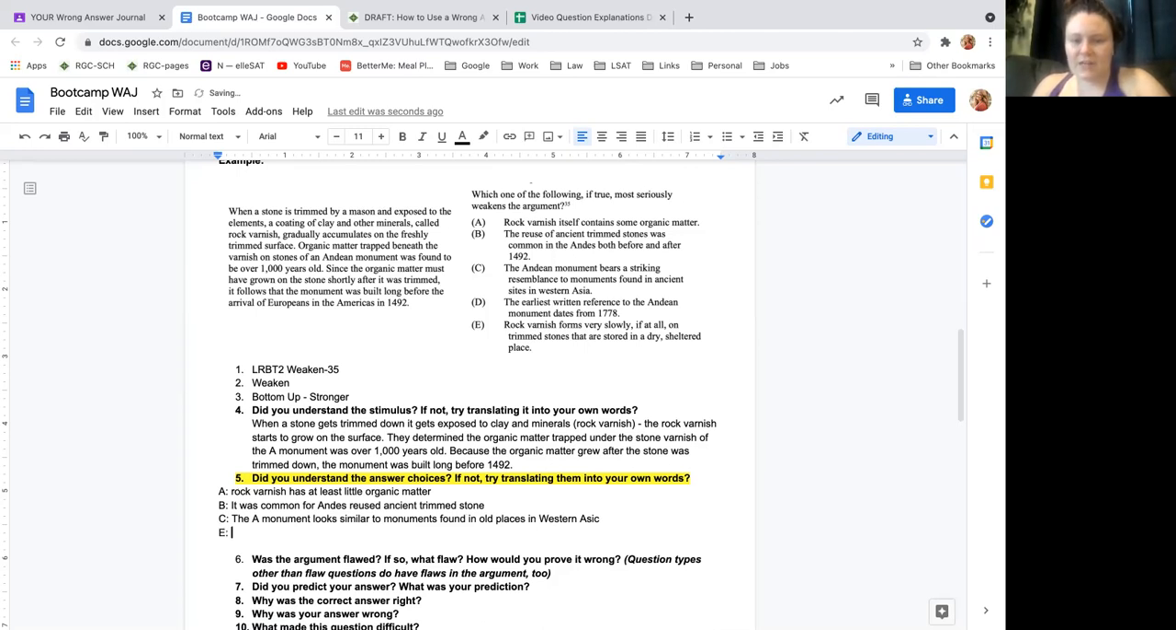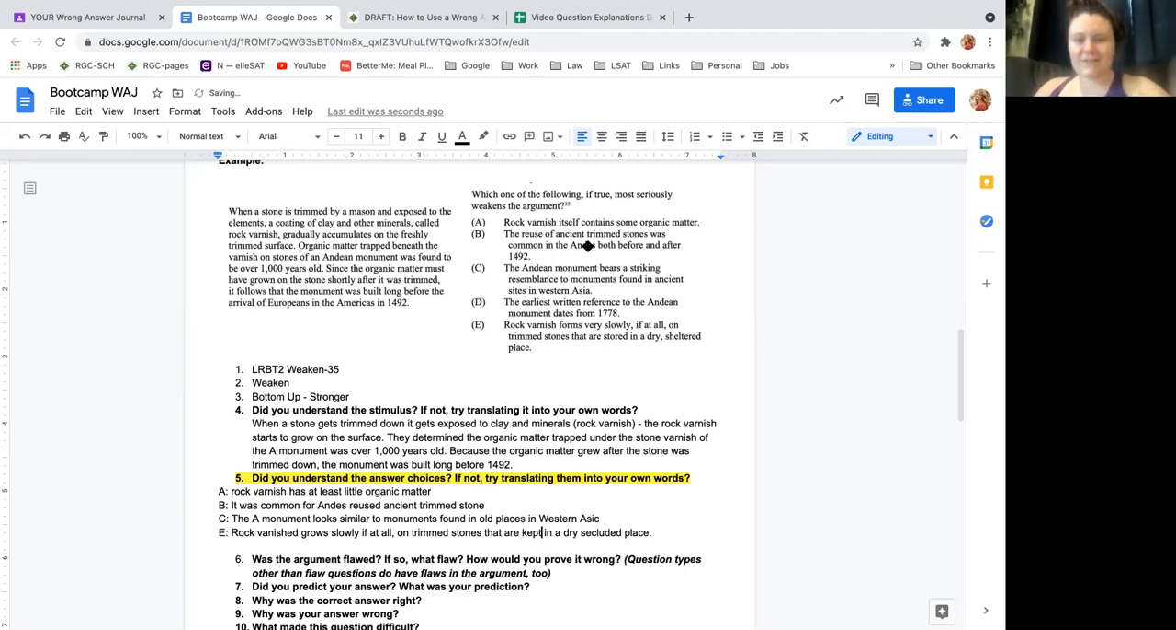So it says rock varnish forms slowly. So rock varnish grows slowly, if at all, on trimmed stones that are stored in a dry, secluded place or something like that.